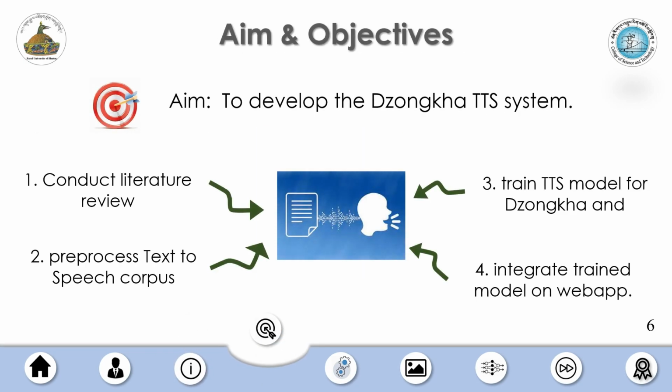As mentioned earlier, our aim was to develop the Dzongkha TTS system. In order to achieve that, we came up with 4 objectives, which include conducting literature review, pre-processing text-to-speech Dzongkha corpus, training a TTS model for Dzongkha, and then integrating the trained model on a web app.